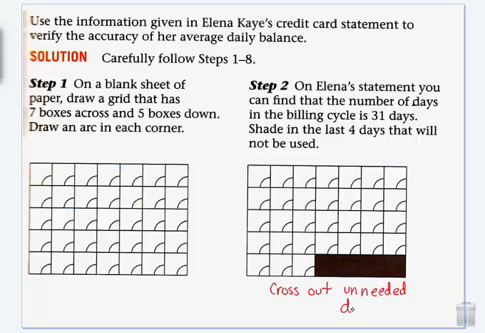You cross out any unneeded days. Now you can do this at the top or the bottom. It doesn't really matter, but we always start numbering from the bottom, so I just cross out my days from the bottom as well. This is 35 days. We now have 31 days, and that's the length of her billing cycle.